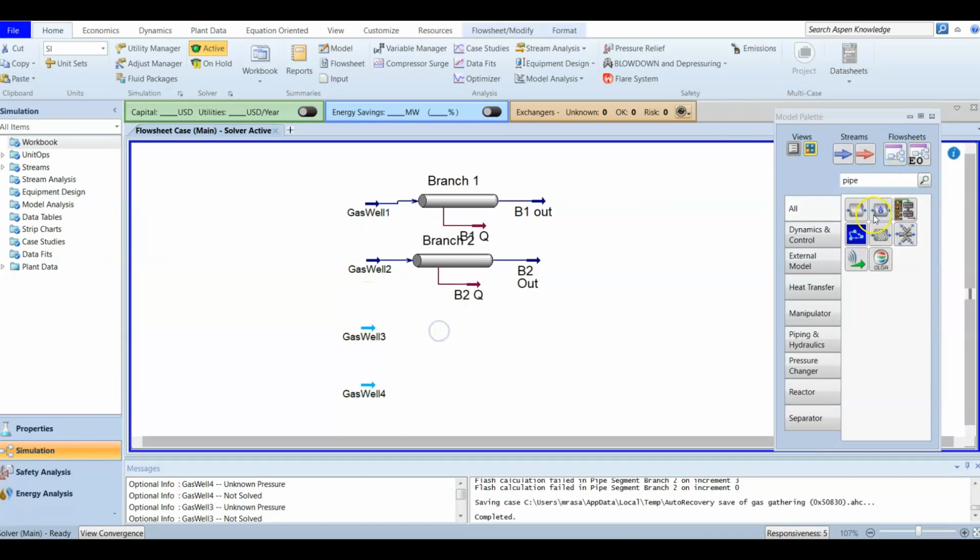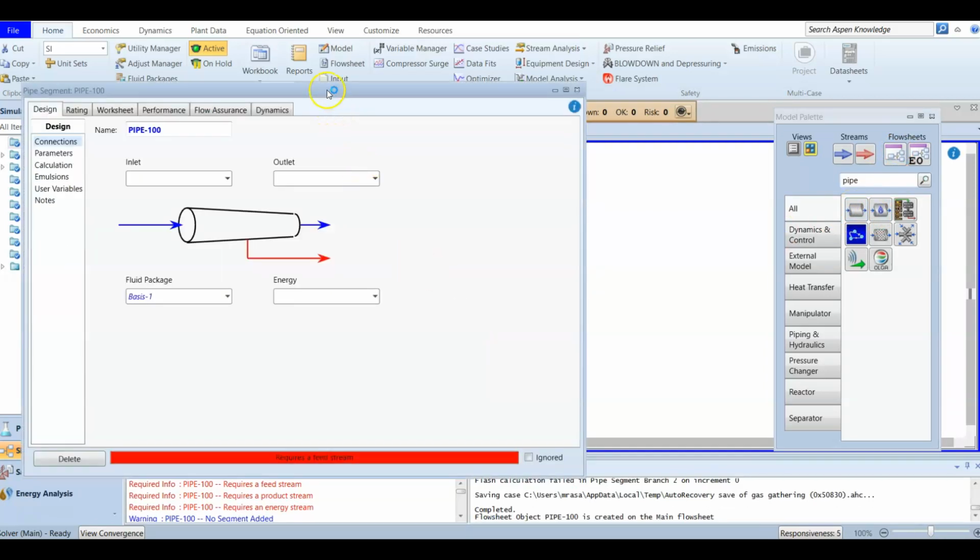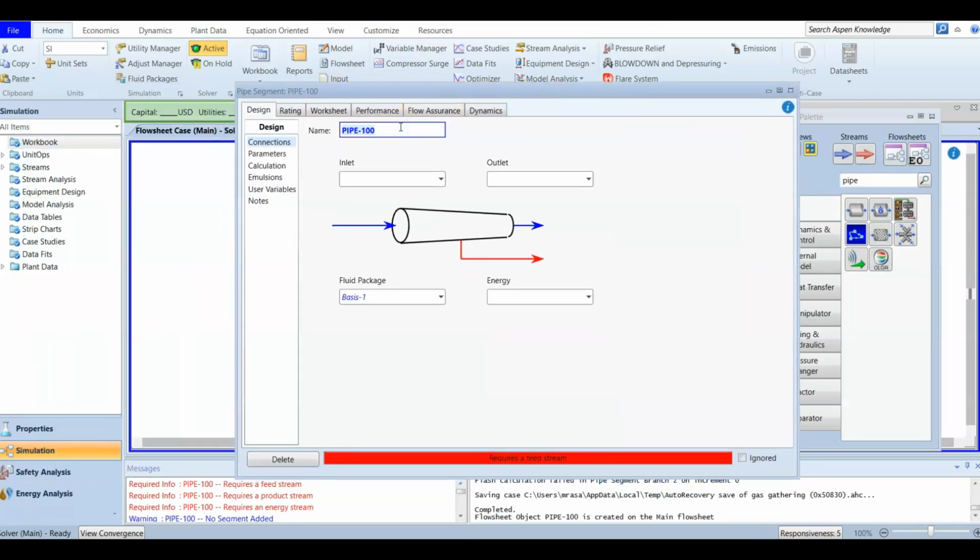Okay, so we are going to add a pipe segment here, and this one will be our third branch. This is our branch 3. The inlet will be the one from the third well, and the outlet will be P3 out, and we have a P3 energy 2 for the heat losses energy, or Q.